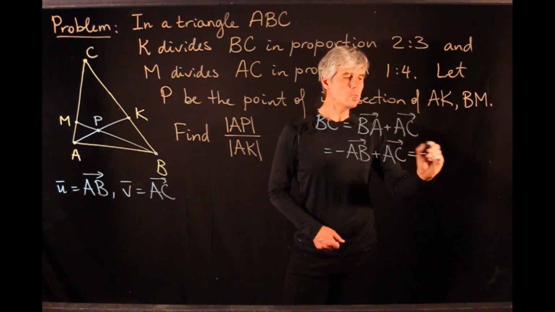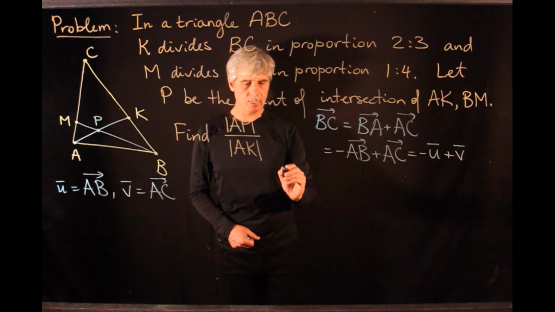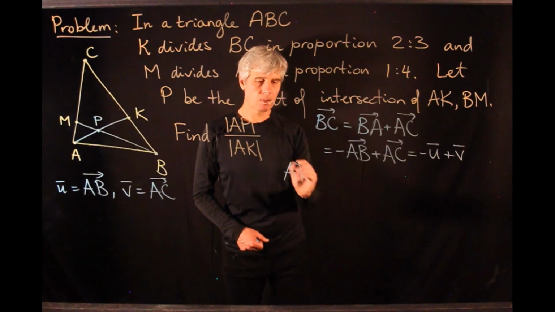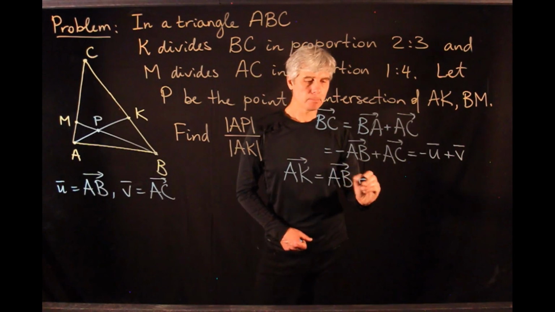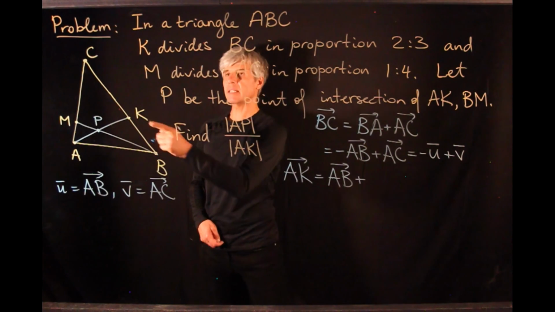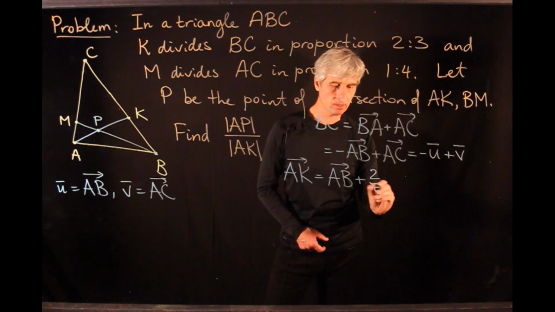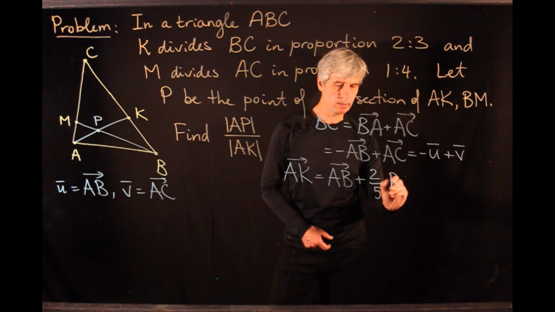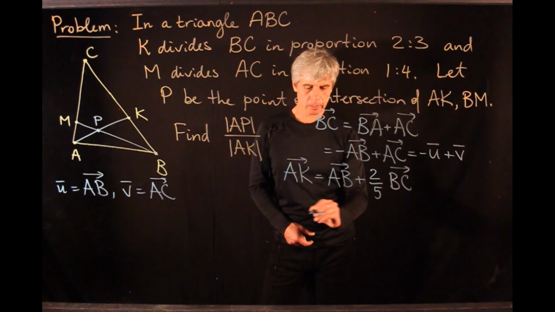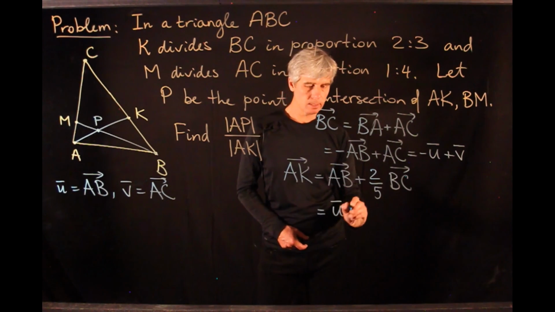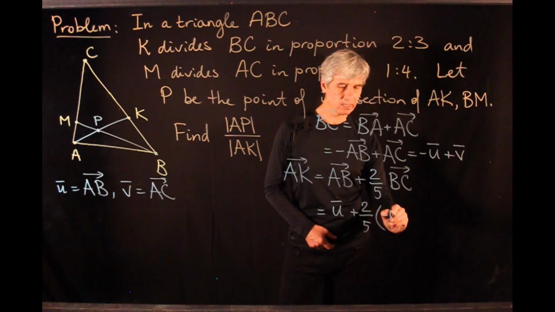So this is negative U plus V. And now we can deal with AK. So AK is equal to AB plus, because K divides BC in proportion 2 to 3, this is going to be 2/5 of BC. And so that equals, AB is U plus 2/5 of BC, so minus U plus V.